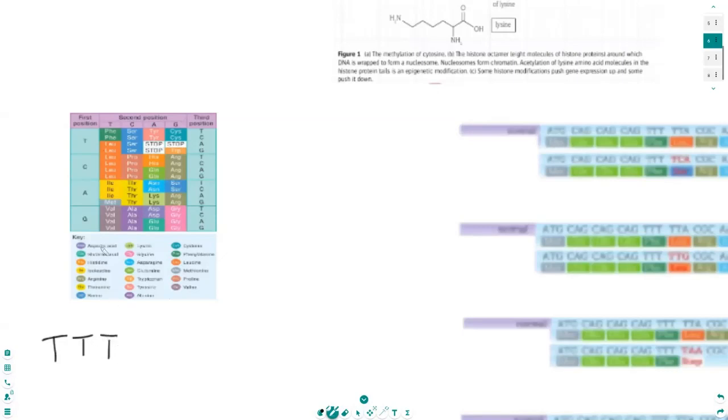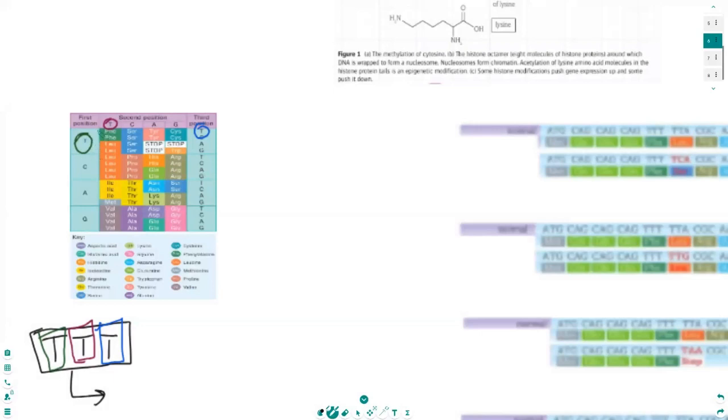for example, GTT, I want to work out what amino acid this codes for. So I look at the first letter, which is T. So first position, you have a T here. Now I'm going to look at the second position. Oh, look, the second position is a T. And then I go to the third position, the third letter in the codon, which is also a T. I know it's a bit of a random one, but there you go. And then I just read off what it gives me.